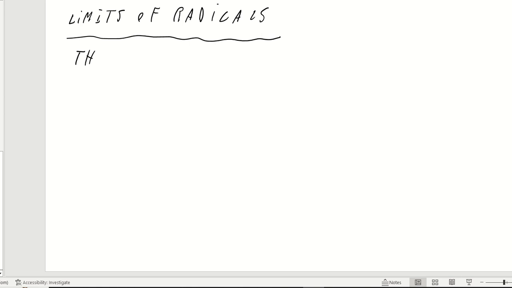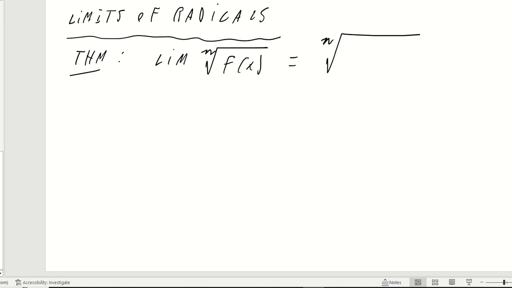So the theorem we're going to state is that the limit of our radical, which is an nth root of f of x, will be equal to the nth root. We bring the limit function inside the nth root. So this will equal the nth root of the limit of f of x. So that's our theorem.